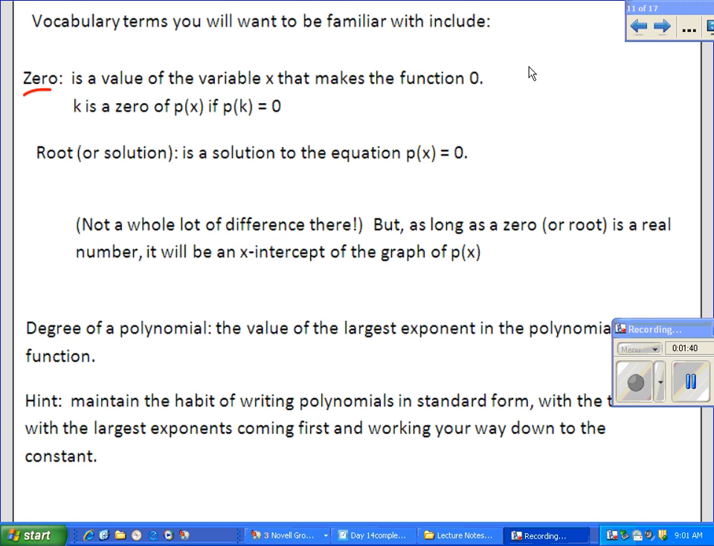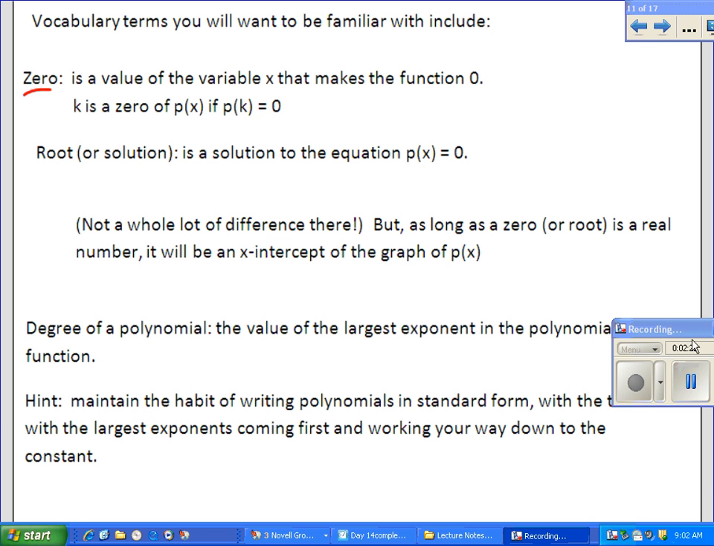So, vocabulary terms we want to be comfortable with. A 0 is a value of the variable x that makes the function equal 0. So k is a 0 of p of x if p of k equals 0. It's the solution to an equation if the polynomial is set equal to 0. We can also call them roots, the solution of the equation. Not a lot of difference there. Technically, as long as a 0 is a real number, it's also an x-intercept. But you can have zeros that are non-real numbers. Those won't be x-intercepts because they're not real numbers. They don't show up on graphs. They don't show up on real number lines.